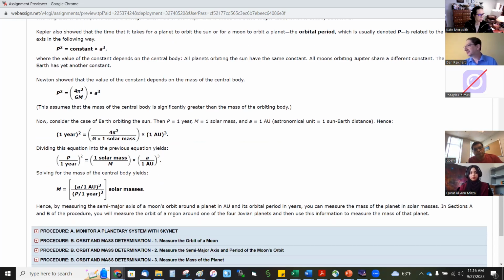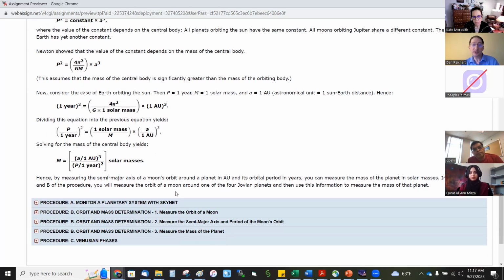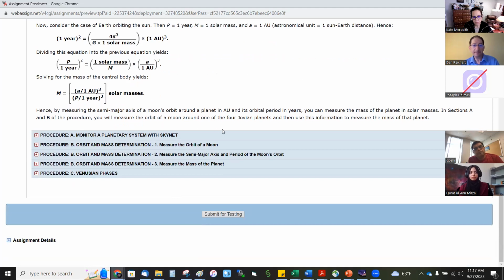All this makes sense? You probably use ratio approaches, but if you don't, I encourage you to do this. It's perfect for introductory astronomy. Okay, that's the background section.